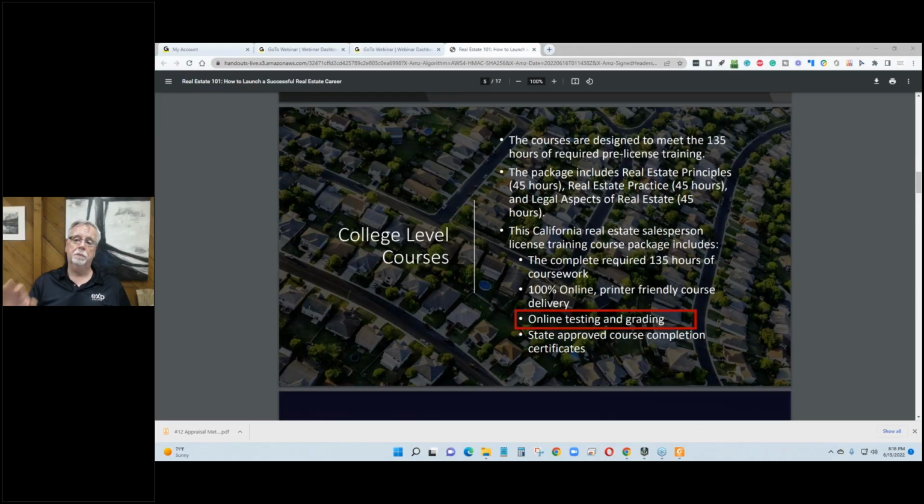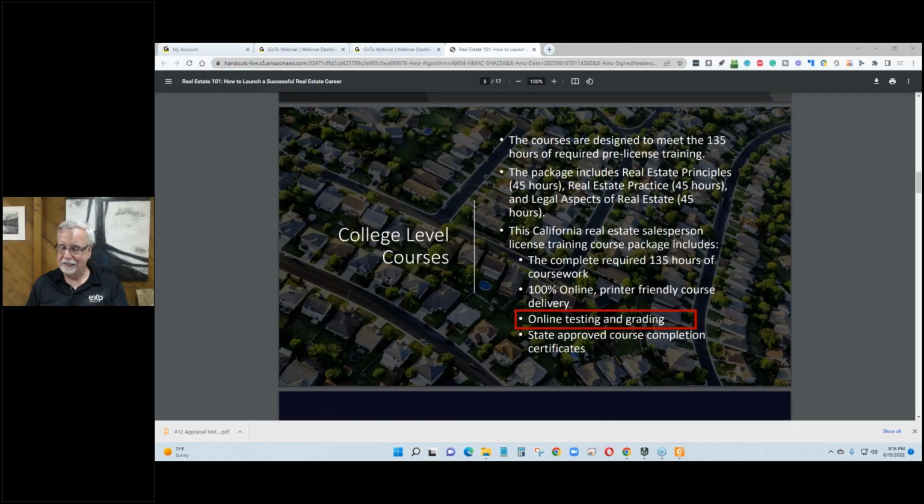Now, you're supposed to have 135 hours of pre-license training, 3 45-hour courses, 3 of them. And we're affiliated with a company that is approved by the California Department of Real Estate to issue the certificates of completion that you need in order to go take the state exam. The whole program, this whole component is done online.